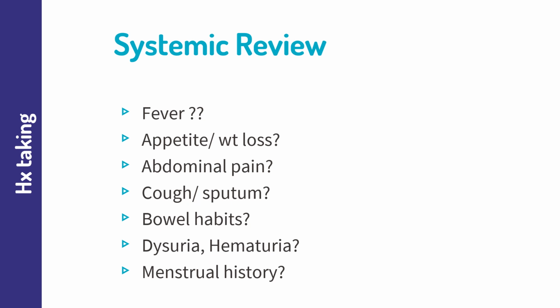The systemic review: history of fever, appetite or weight loss for malignancy. Is there abdominal pain or history of cough or sputum, and ask about the bowel habits, and whether there is any dysuria and hematuria suggestive of any UTI, and also the menstrual history.